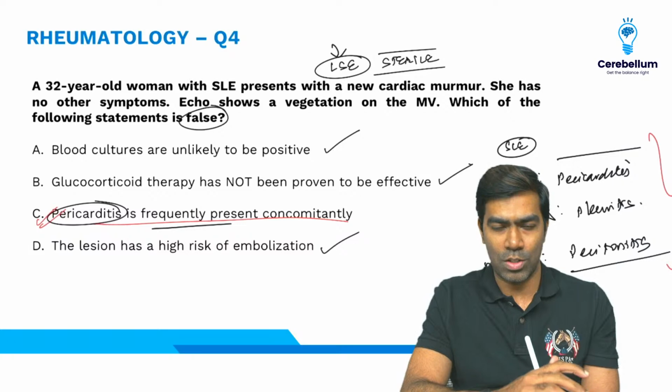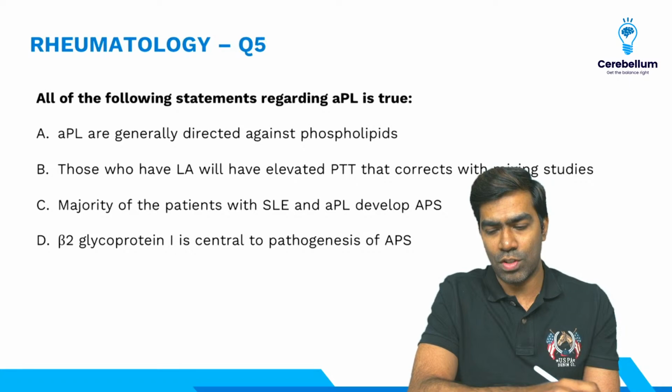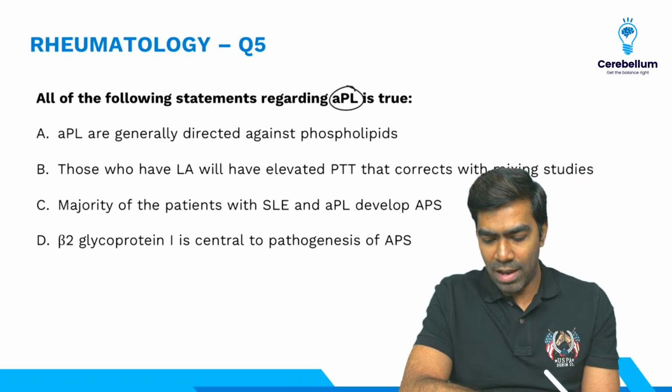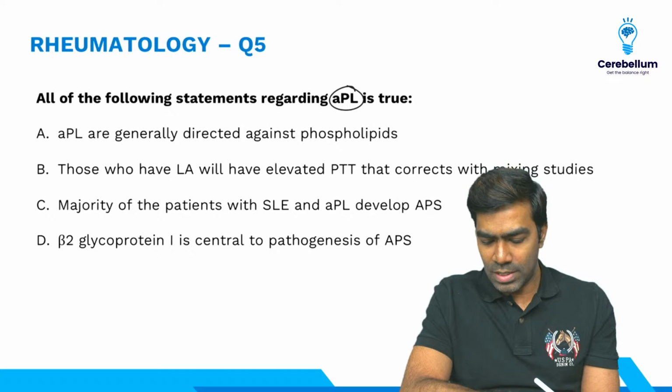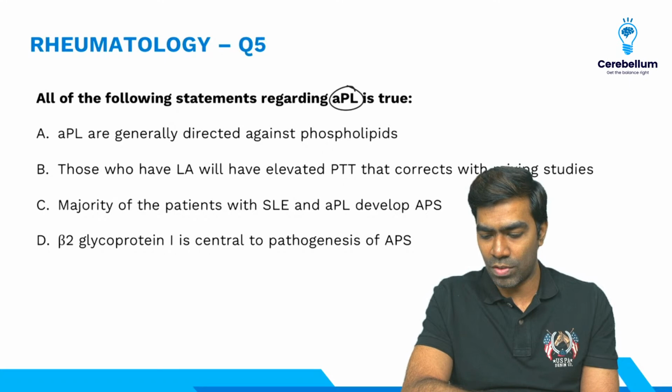So going to question number 5. All of the following statements regarding antiphospholipid syndrome, or antiphospholipid antibodies, are true, except. Option A states antiphospholipid antibodies are directed against phospholipids. Option B states those who have lupus anticoagulant will have elevated partial thromboplastin time that corrects with mixing studies. Option C states majority of the patients with SLE and antiphospholipid antibodies develop antiphospholipid syndrome. Option D states beta 2 glycoprotein is central to the pathogenesis of antiphospholipid syndrome. So which of the following is correct? So who wants to answer this?